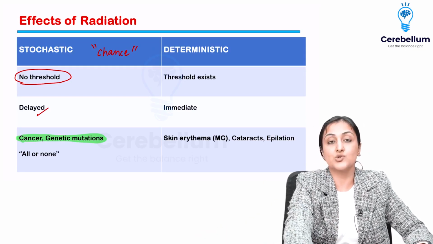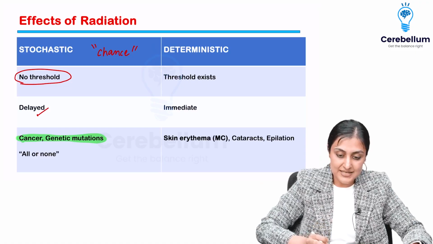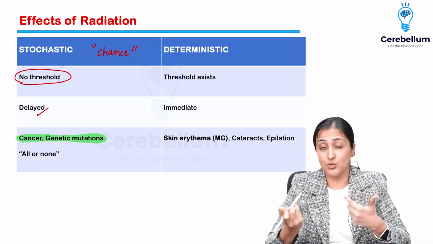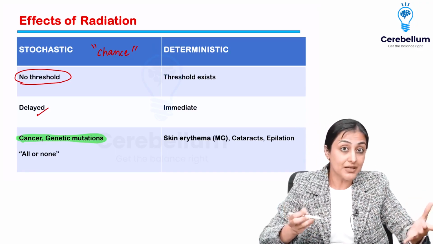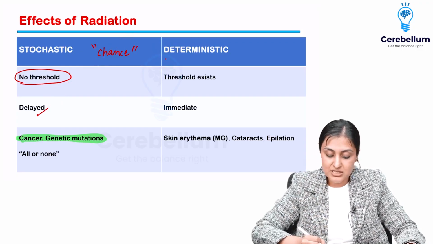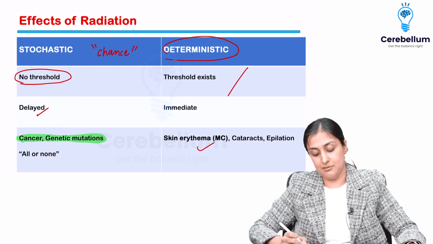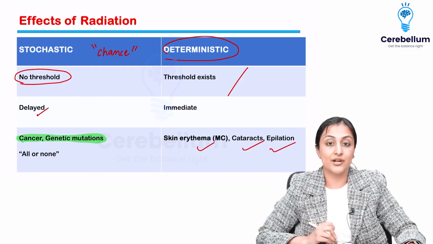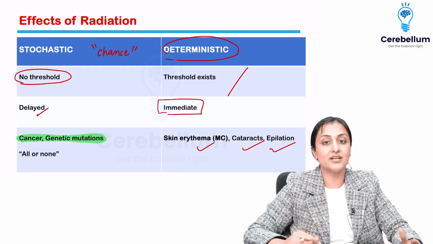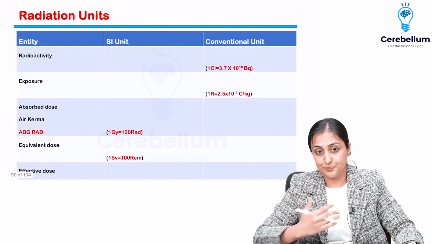So this is what you need to remember, that stochastic effects happen by chance, and these are all or none effects. Either you have a mutation or you don't have. You don't have a little bit of cancer. So these are by chance. On the other hand, deterministic effects have a threshold that if you cross this threshold, you will get erythema, you will get cataract, you will get hair loss, which is epilation. And these happen immediately. As soon as you get radiation exposure, these will happen. So this is the difference between the 2.